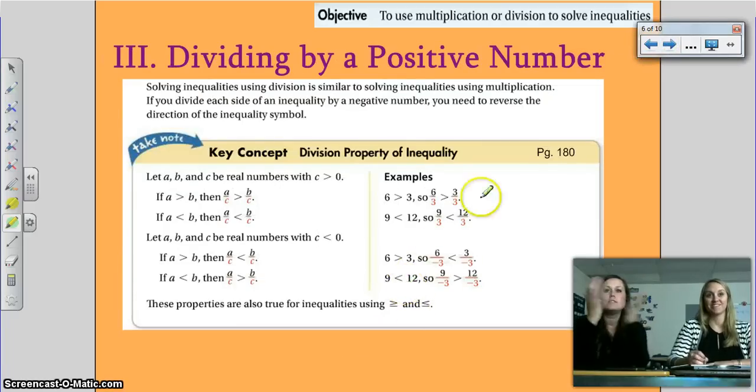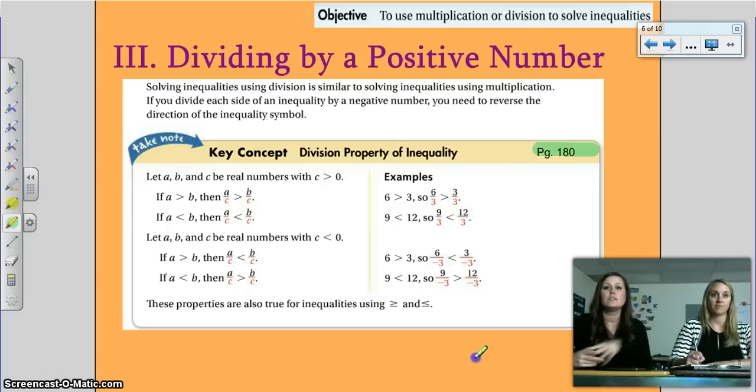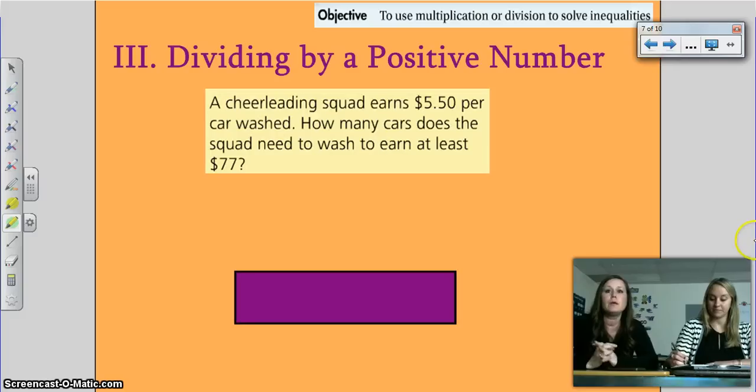Okay, again, another one of these key concepts things. We didn't want to take up all that space in your notes and waste all of those beautiful trees by cutting down trees. So page 180 is where you can go for this. It's basically just a redo of what we are fixing to talk about. So dividing by a positive number.